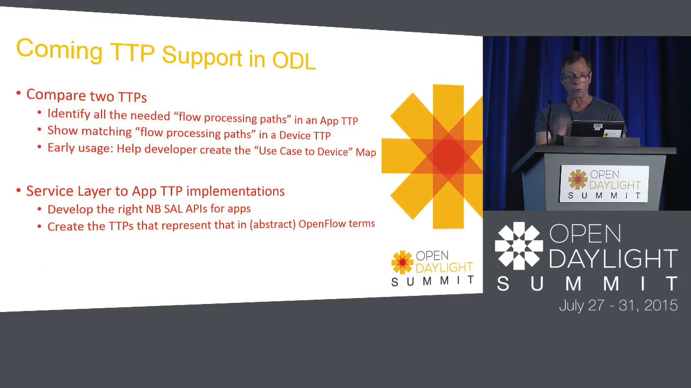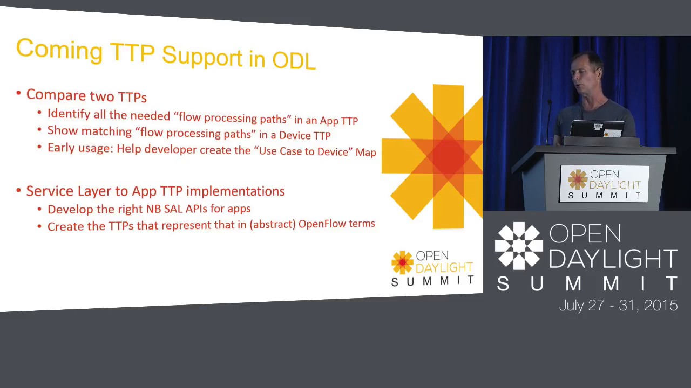Okay, so support that's coming soon into OpenDaylight, as Colin mentioned, or Colin's video mentioned, or both, is that we want to be able to compare two TTPs. So I mentioned the application level and the device level TTPs. We need to be able to compare them and find out which functions in the use case are implemented by what tables in the device. And in some cases, something that's one table in the use case may be done in two tables in the device. But our comparison function should be able to match that in any case.